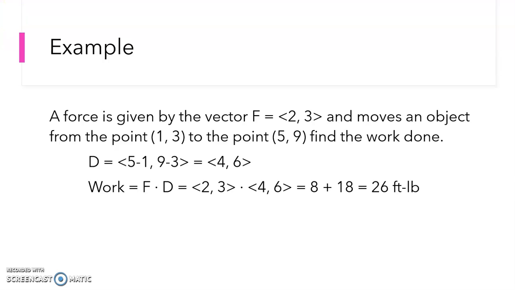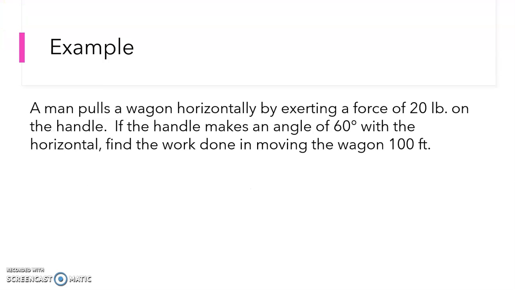Let's see another example. In this last example, it says a man pulls a wagon horizontally by exerting a force of 20 pounds on the handle. If the handle makes an angle of 60 degrees with the horizontal, find the work done in moving the wagon 100 feet. So notice they haven't given us any vectors here, but they have given us force values. So try to identify what we would use as the force vector and the distance vector.